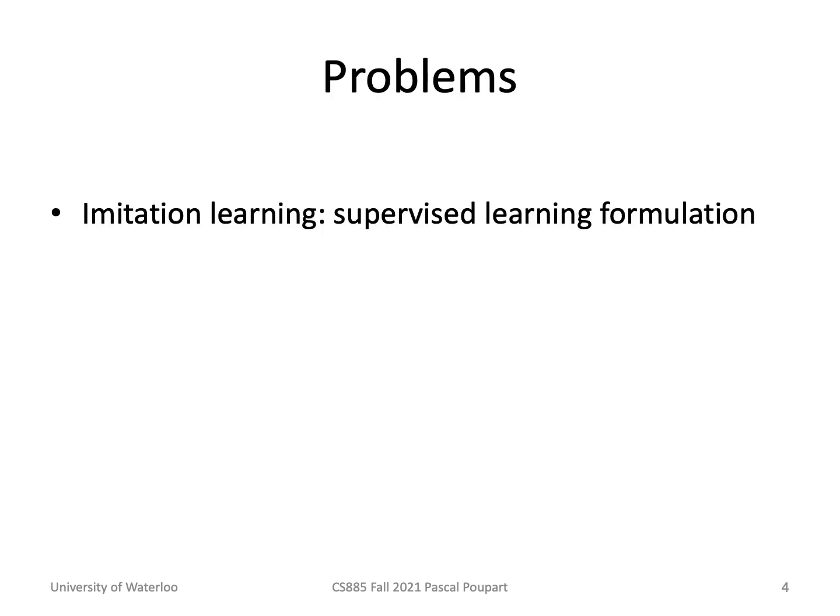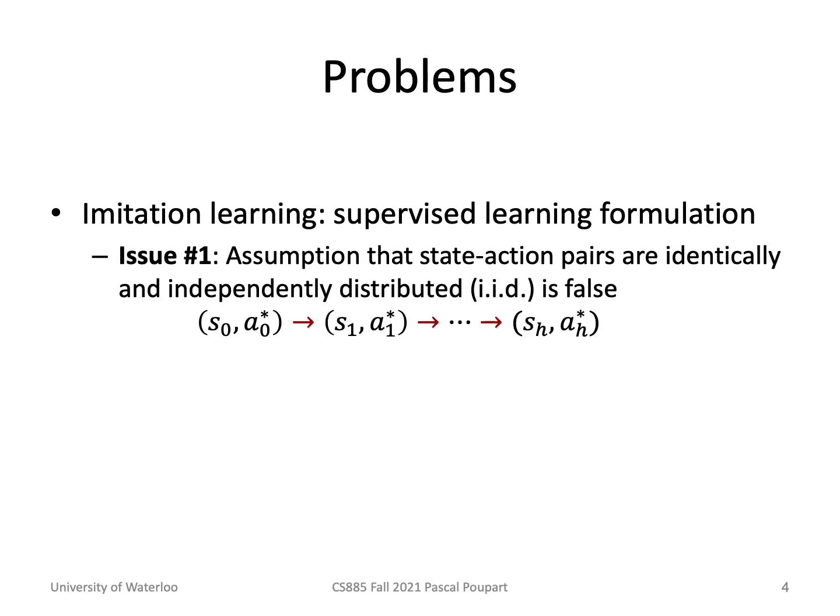We can formulate the problem of imitation learning as a supervised learning task. And here we can see that whenever we have a state-action pair where the action is optimal and known, then we can treat it as a target and essentially do supervised learning. Now there are two issues with this. The first one is that when we treat this as a supervised learning problem, we are making the implicit assumption that the state-action pairs are identically and independently distributed. And unfortunately, that's not the case.